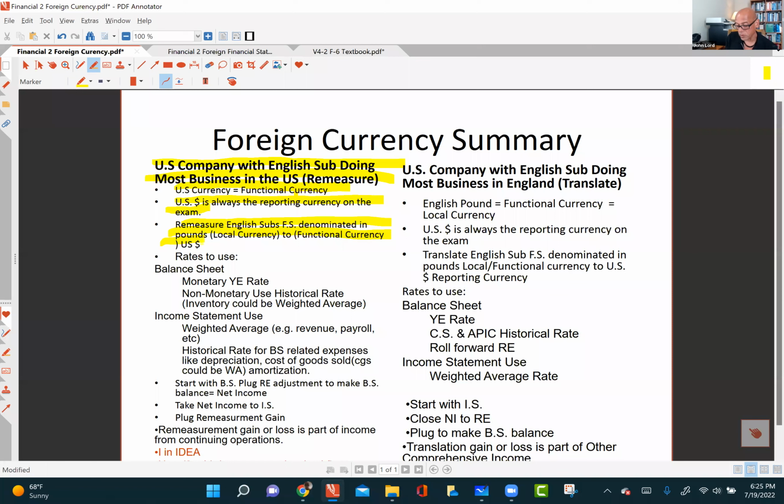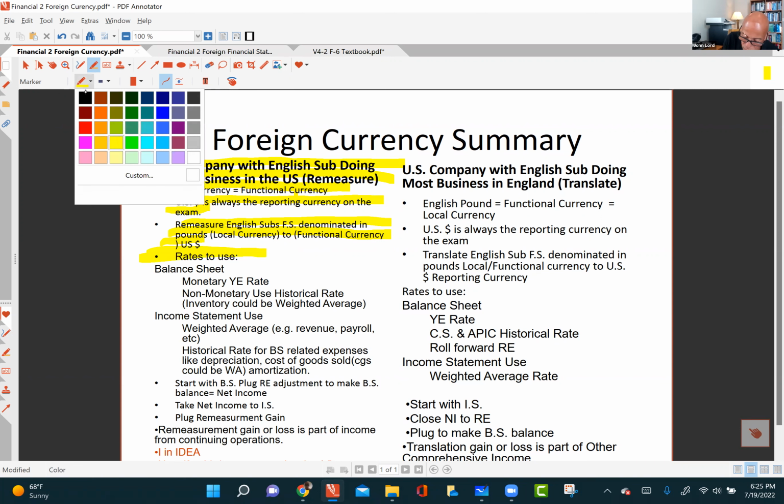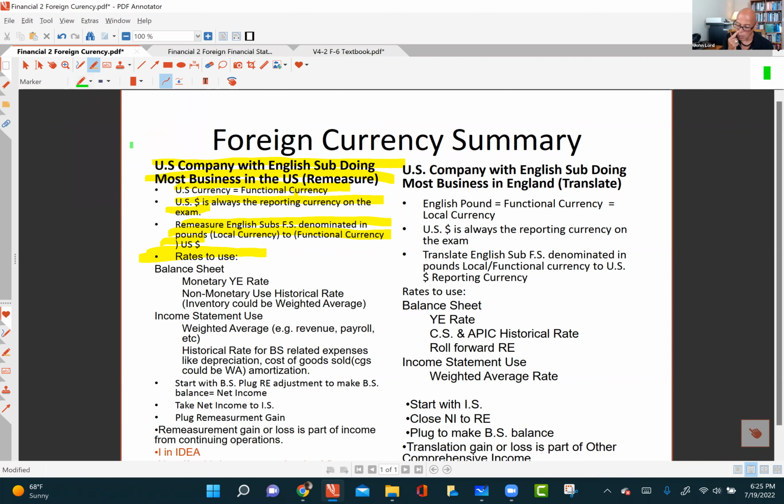The local currency is the pound, the functional currency is the dollar. What should you do? You should remeasure, okay? Now, rates to use, okay? And here's where it becomes important that you know whether you are using remeasurement or translation. It's important for a couple of reasons, but for your balance sheet, for your monetary items, use the year end. And we saw that that could also be called the spot rate. That's why I had you flashcard that, okay? For non-monetary items, use the historical rate. Now, inventory could be called out as a non-monetary item, but you could also have to use weighted average for inventory if they tell you that the inventory is acquired and sold evenly throughout the year, right?